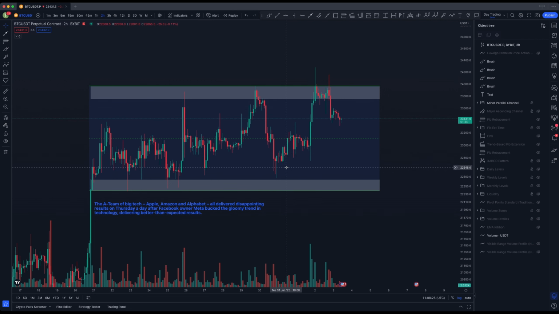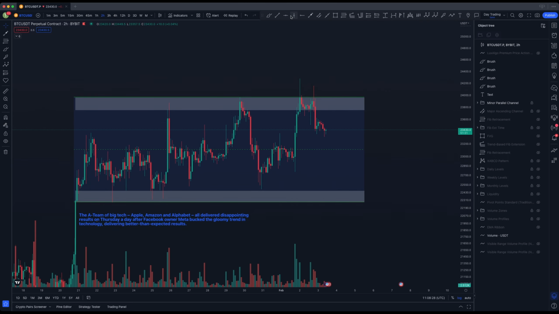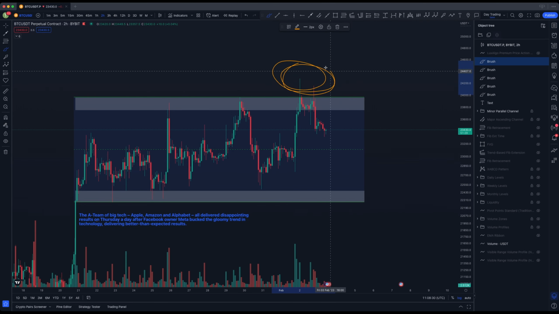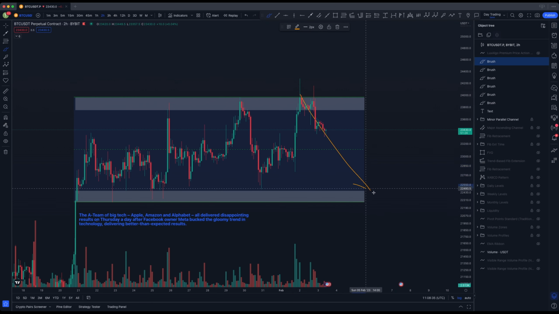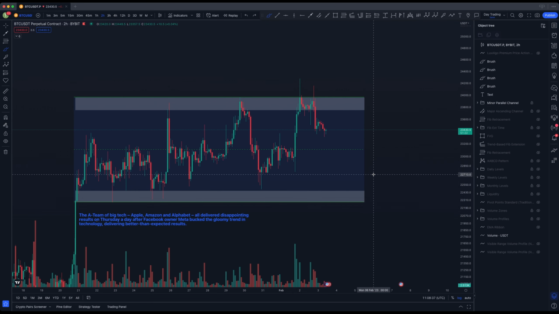So for me personally, I think based on what we discussed earlier, this would be the top of that third wave, and now we can start to move to the downside to capture our fourth wave.